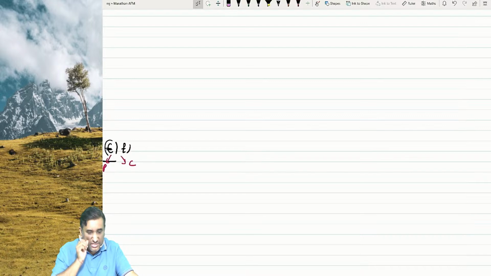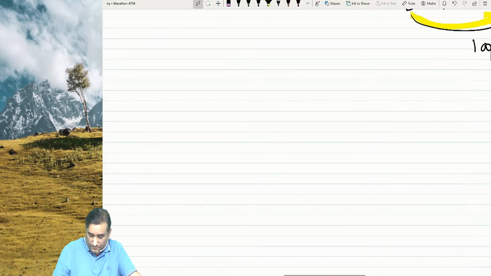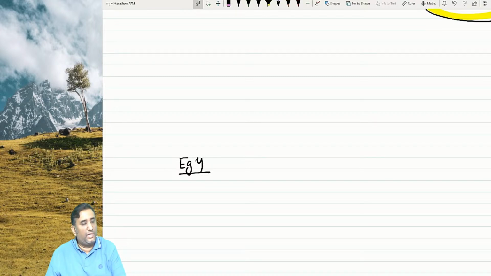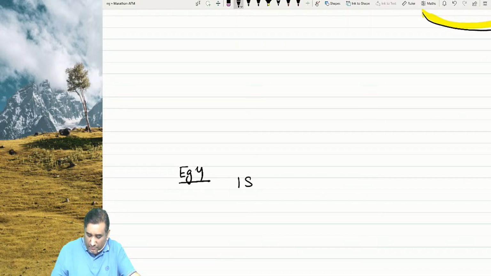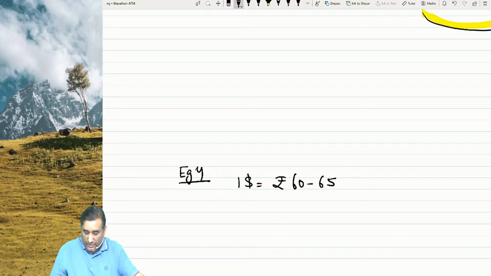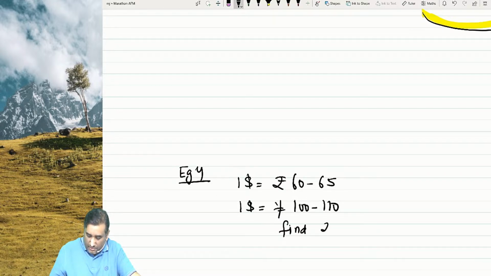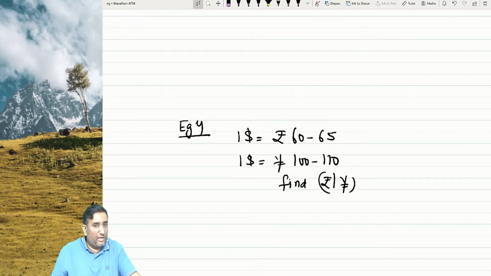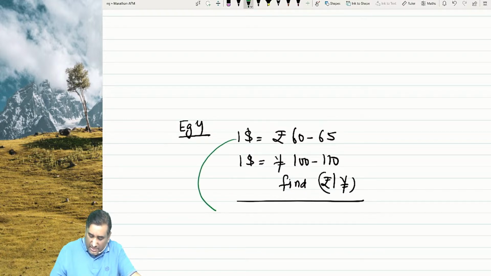Now let's put down an example with two currencies. In bid and ask rate, you cannot put the left hand side same. Let me put this way. $1 is equal to rupees 55, 65. $1 is equal to yen 100, 110. Find rupee per yen. Rupee per yen means in 1 yen how many rupees come? Now whenever you have a bid and ask quotation, always make synthetic rates out of them.